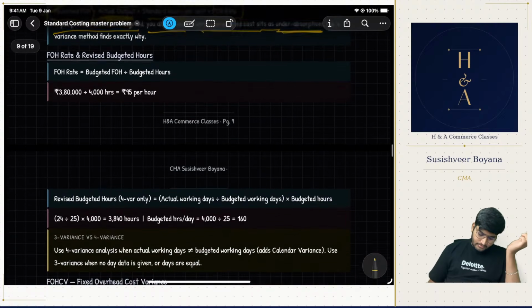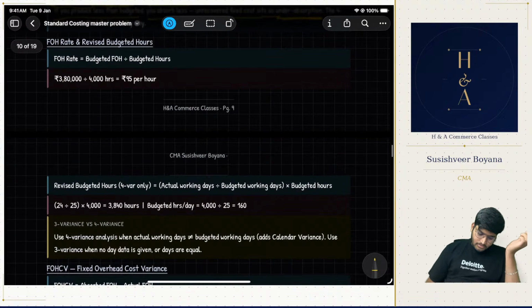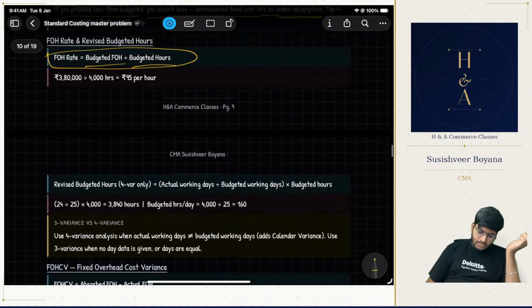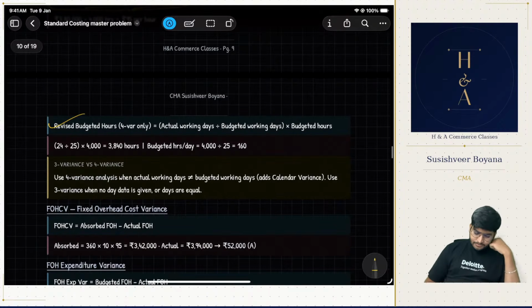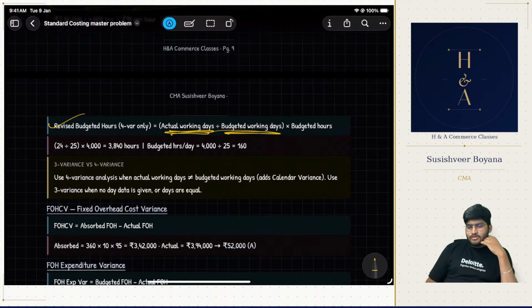Okay, this is okay. Fixed overhead rate. You already know this. Budgeted fixed overheads by budgeted number of hours. We're just calculating a basic rate. Revised budgeted hours. Okay, this is only going to be applicable when the actual number of working hours and the budgeted number of working hours are going to be different. That is where we see the four variance analysis. That is where it comes into picture.